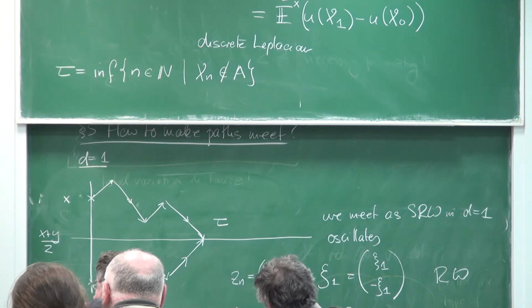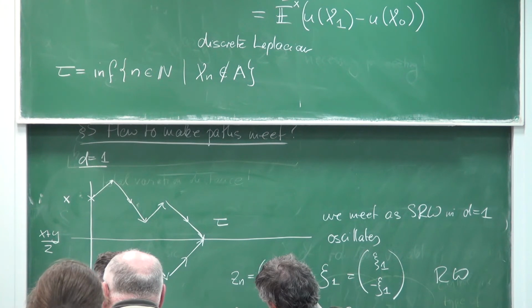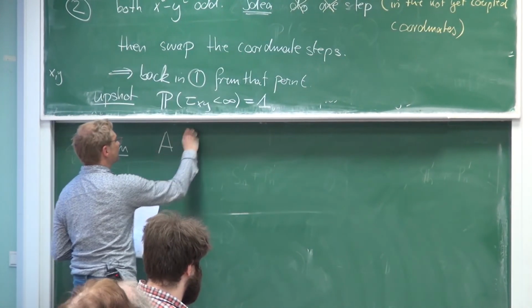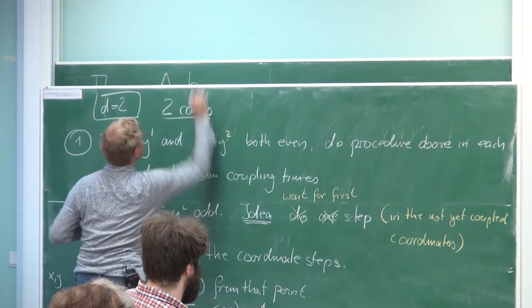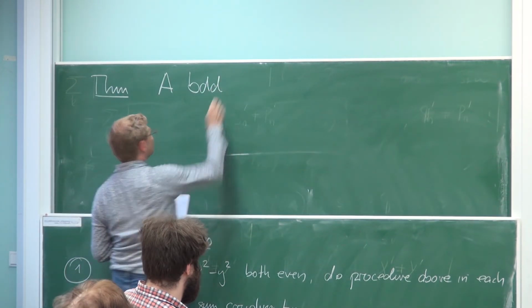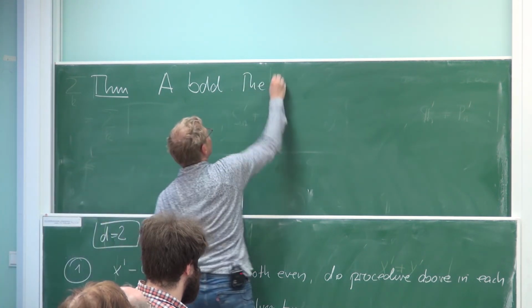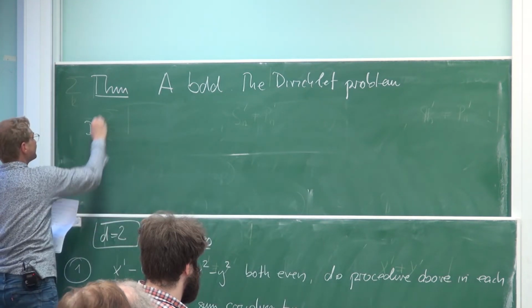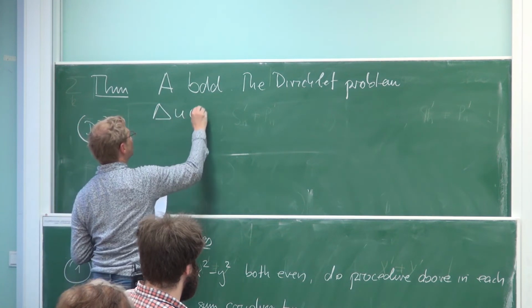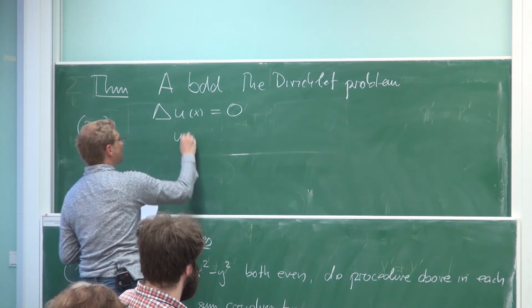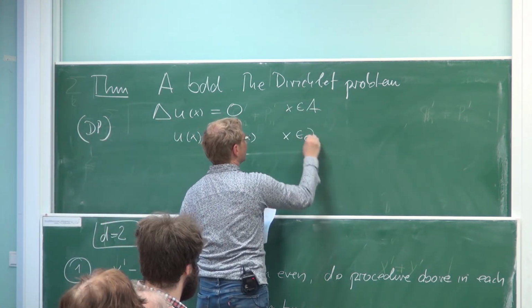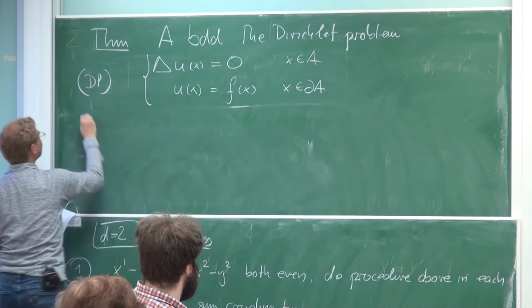And I'm interested in the solution to the Dirichlet problem, which I will formulate in a second. So the problem is the following. Suppose A is bounded. Then the Dirichlet problem, which I want to call DP, is Laplace u is 0 inside my set, and on the boundary I have a prescribed function. So here x is in A, x is in the boundary. It has a unique solution.